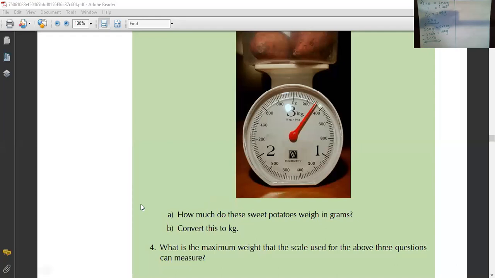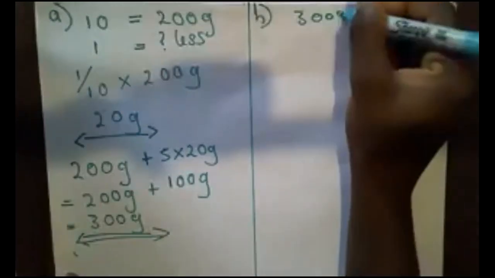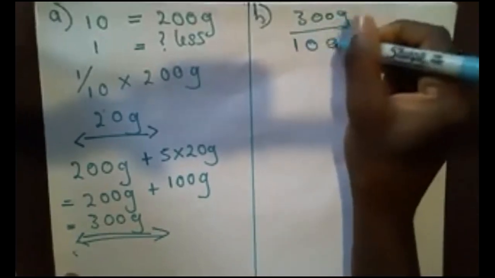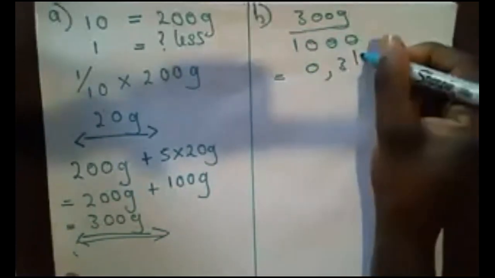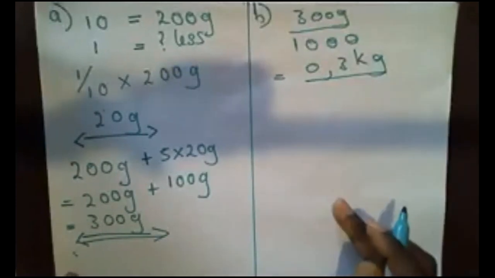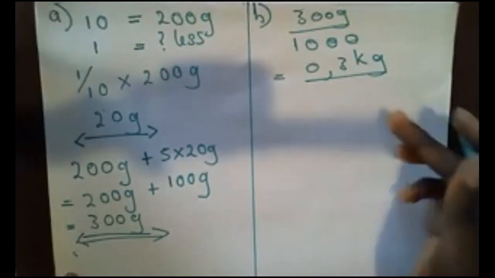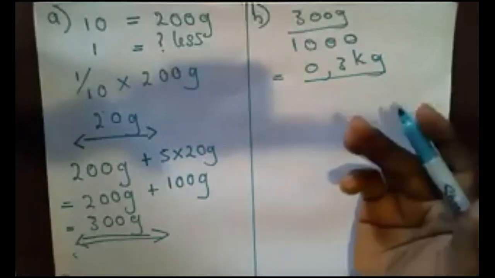Okay. Part B is asking us what we have been doing previously. The easiest way to convert this to kilograms, you can just say 300 grams divided by 1,000. This will get you to 0.3 kg.